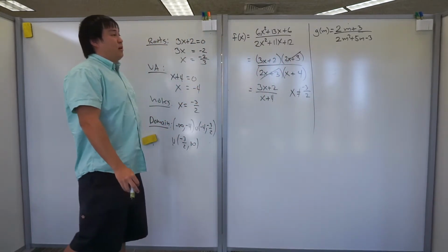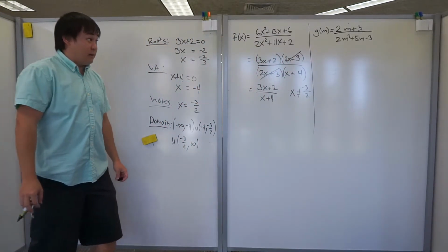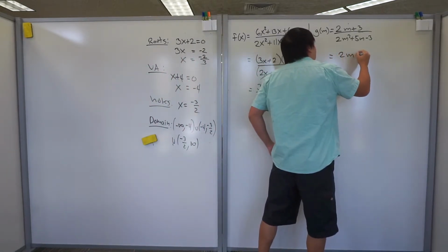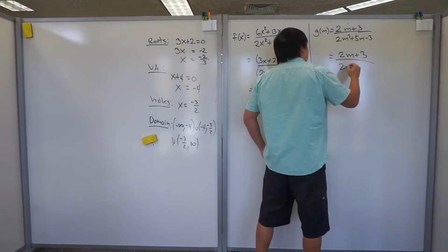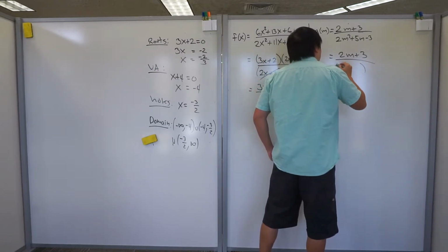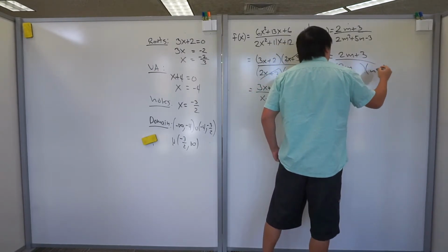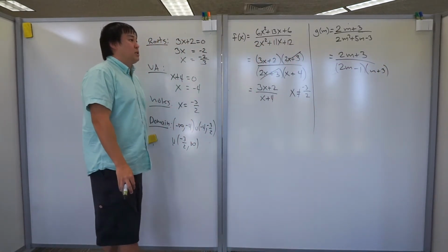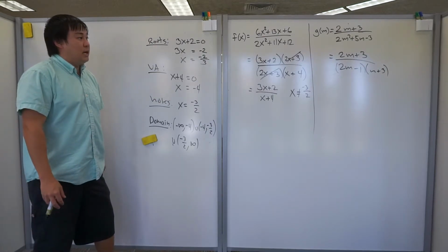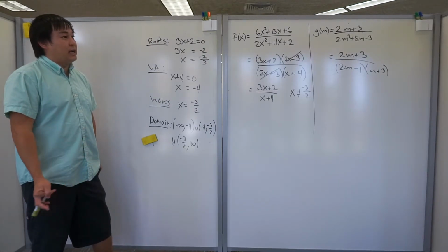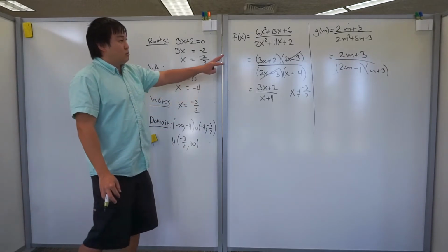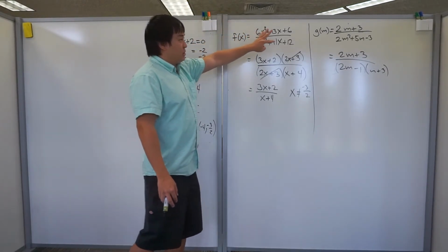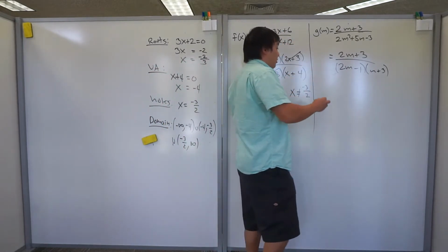2m plus 3 divided by 2m squared plus 5m minus 3. So factor the bottom. Okay, it's going to be 2m minus 1 and m plus 3. And then ask, is there anything that we can cancel here? Right. So there's nothing to cancel. And we started off with something which is a rational that is not factored already.